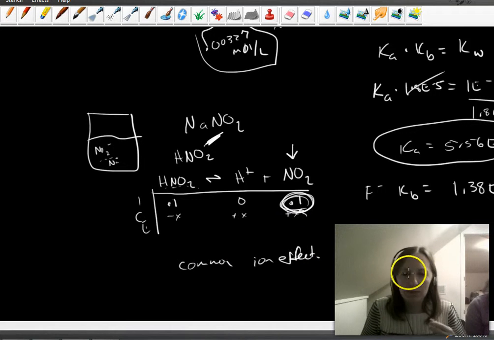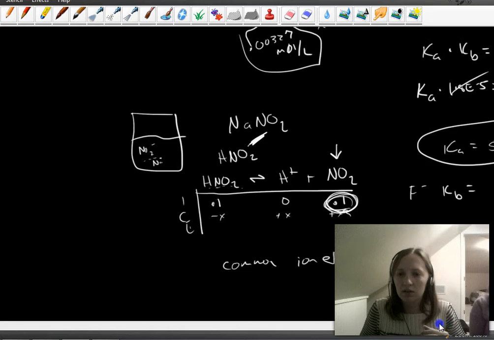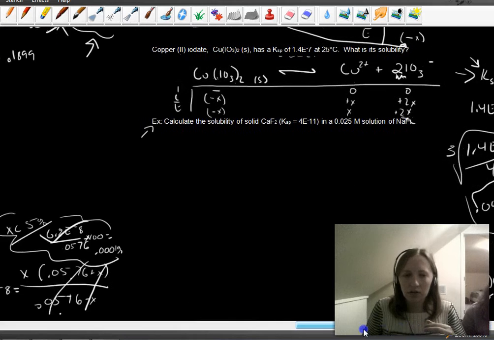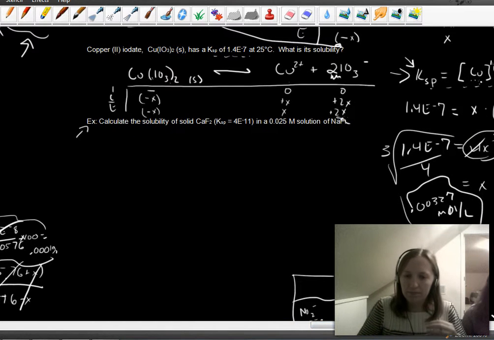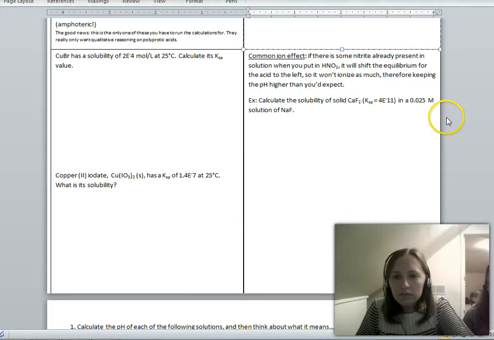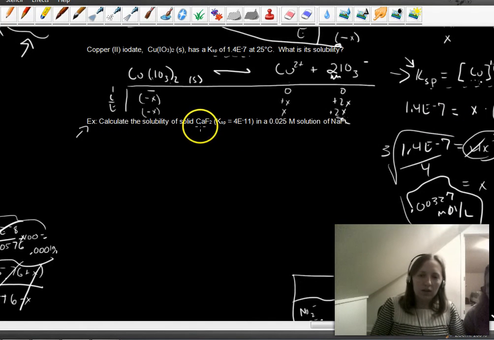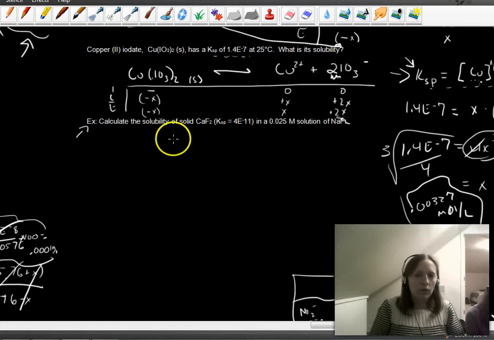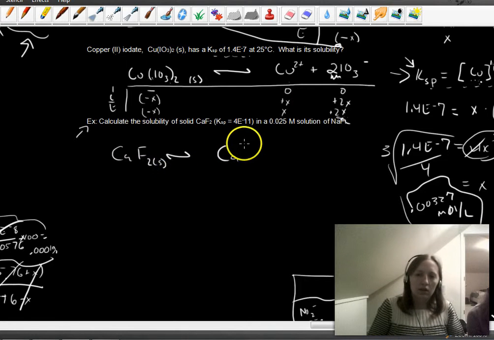Let's do the problem that they gave us. Calculate the solubility of calcium fluoride in a 0.025 molar solution of sodium fluoride. To do this one, let's first calculate it as if it were normal. Calcium fluoride is a solid, and this is a Ksp sort of thing to be dealing with calcium and fluoride.